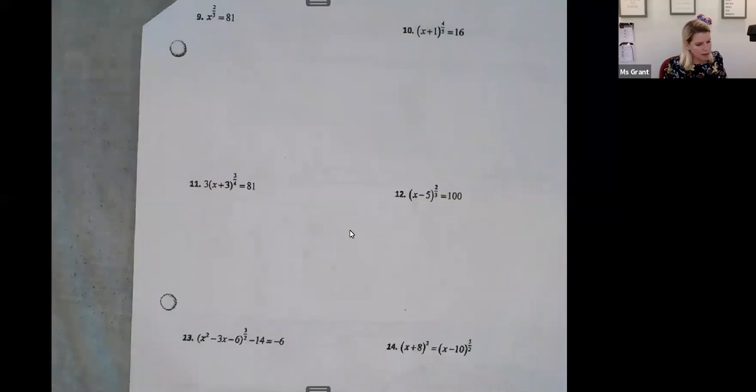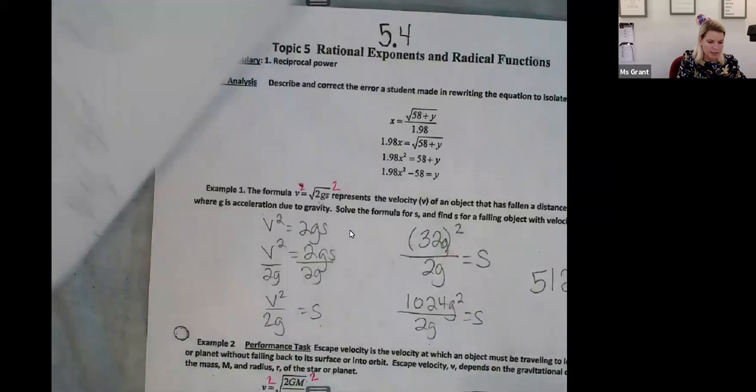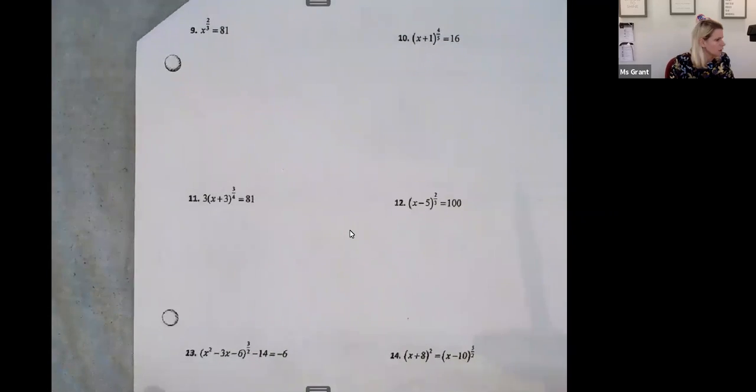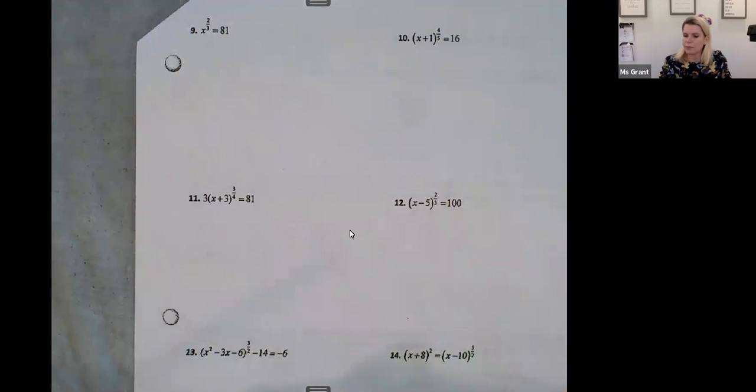All right, we are talking about rational exponents today. We are on chapter 5, lesson 4. So with rational exponents, we have this exponent that's a fraction. And ideally, we need to get rid of that fraction.